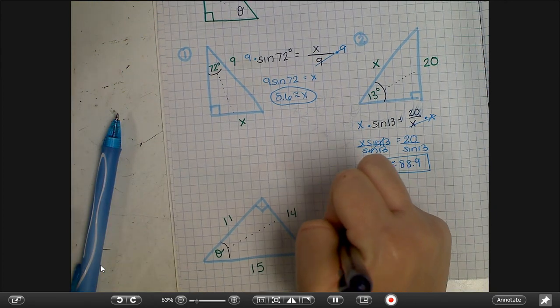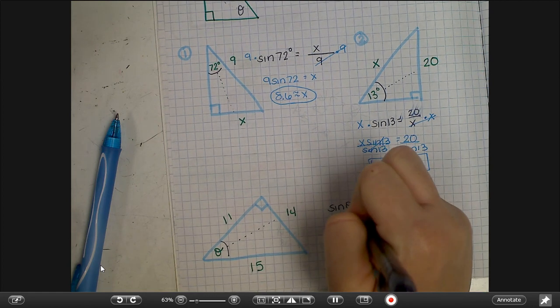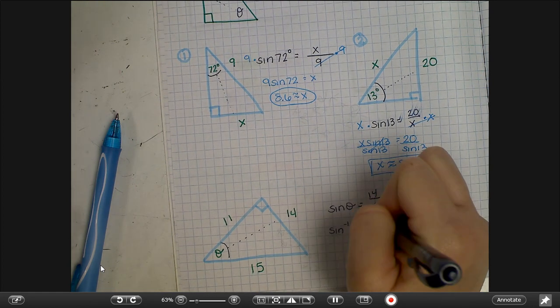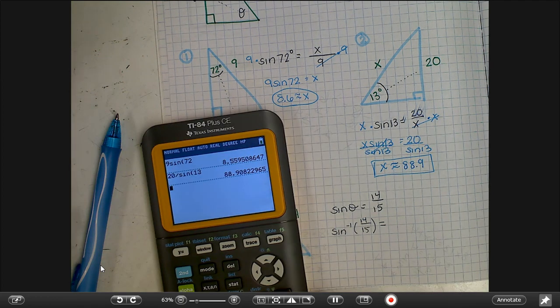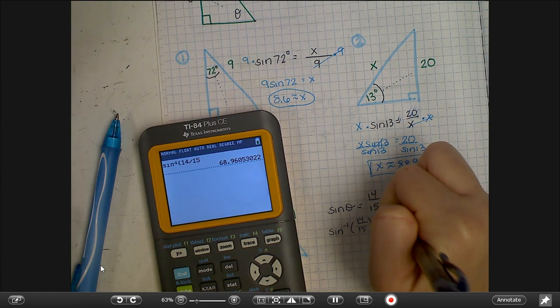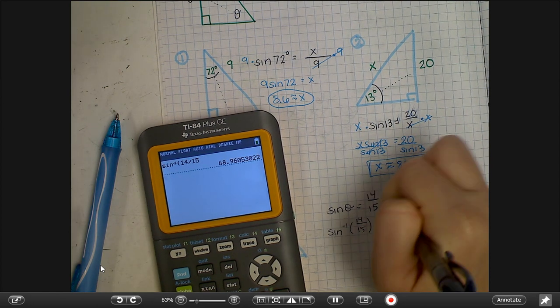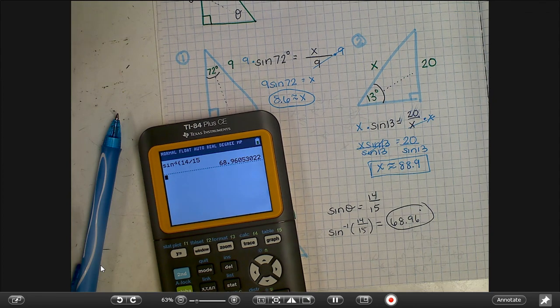Remember, when you're looking for the angle, you need to do the inverse sine of the ratio. And then you just put that in. Inverse sine 14 over 15. 68.96 degrees. That's all there is to it.